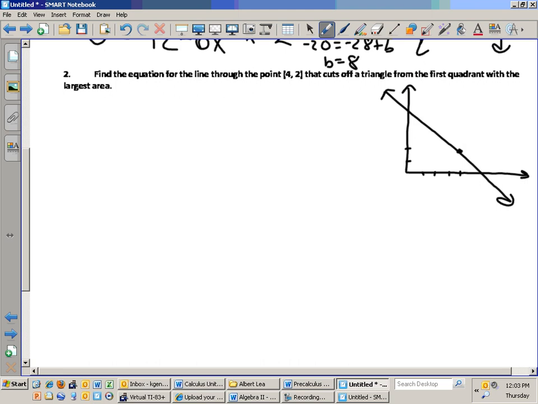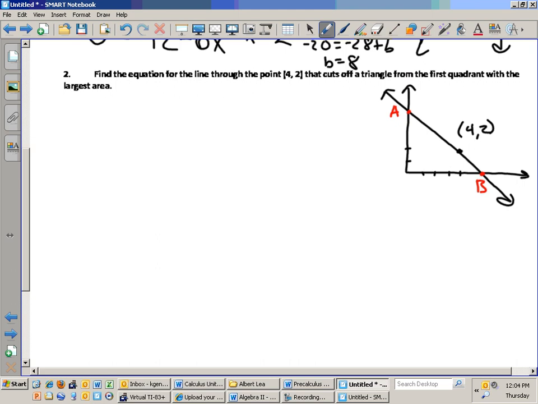Okay, so we have this line, and it goes through this point 4,2, and it cuts off a piece of this quadrant, and it gives us a triangle. Now, just for this problem, in order to help us understand, I'm going to call this point A. This is going to be an important spot, I think. I'm going to call this point B.